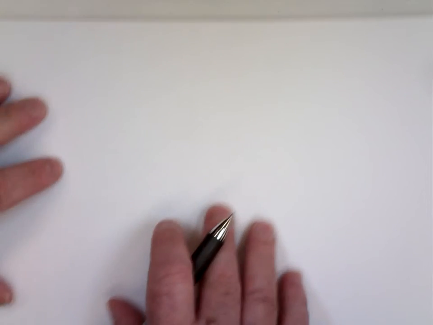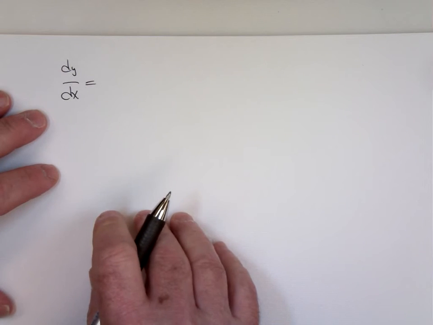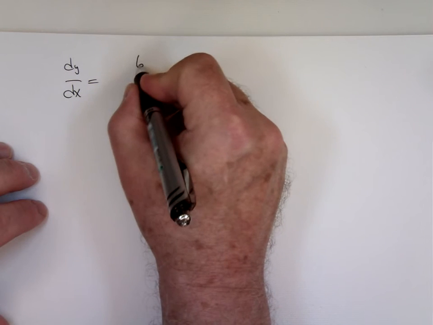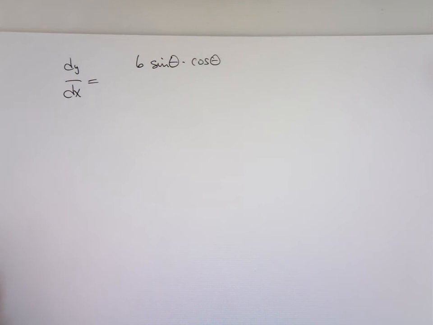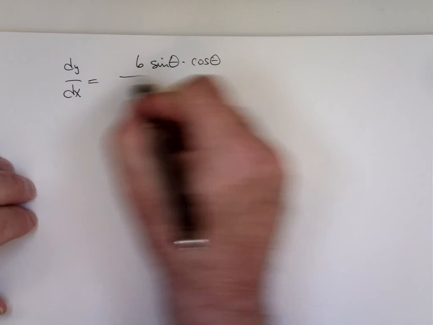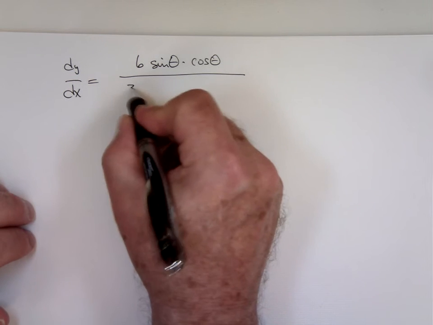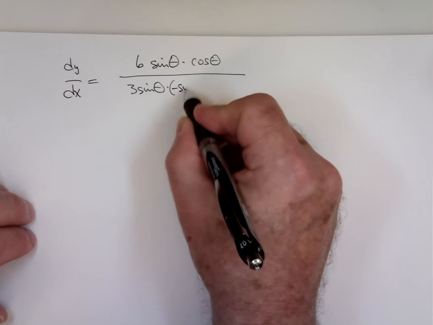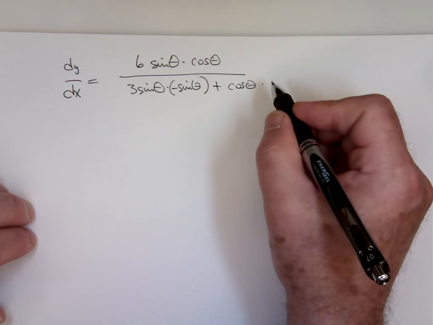So, dy dx is equal to dy d theta, and y is 3 sine squared, so that derivative is going to be 6 sine cosine. That's dy d theta, over dx d theta. It's a chain rule: it's first times the derivative of the second plus the second times the derivative of the first.